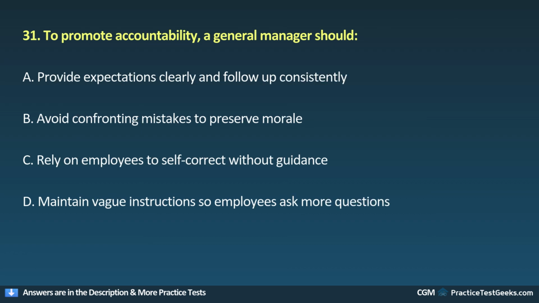31. To promote accountability, a general manager should A. Provide expectations clearly and follow up consistently. B. Avoid confronting mistakes to preserve morale. C. Rely on employees to self-correct without guidance. D. Maintain vague instructions so employees ask more questions.